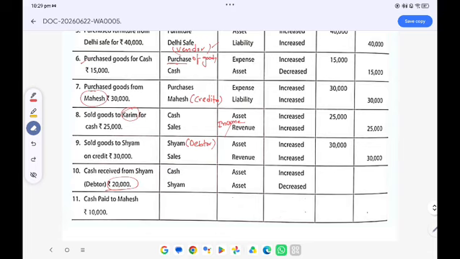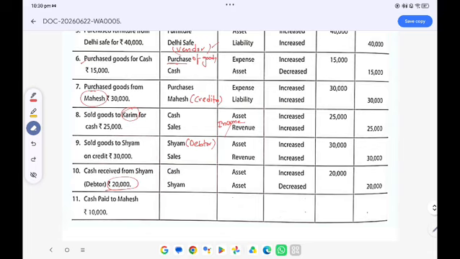He owed 30,000 in the previous transaction. Now he paid off 20,000. So the asset decreased: Sham, who owed us 30,000 earlier, once he paid 20,000, owes 10,000. That means from 30,000 to 10,000, 20,000 is decreased. So we can say the asset decreased. If asset increase is debit, asset decrease is credit.